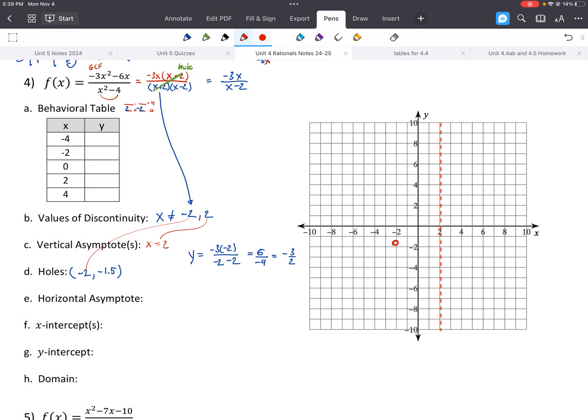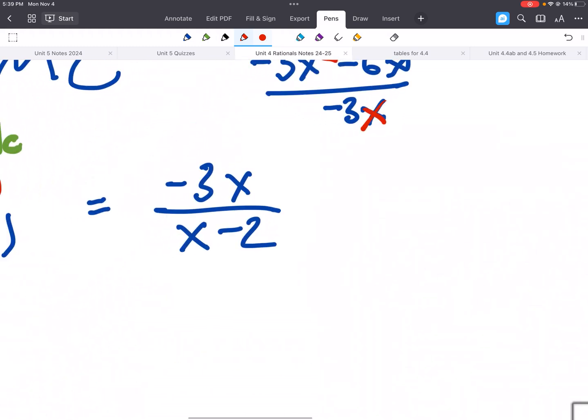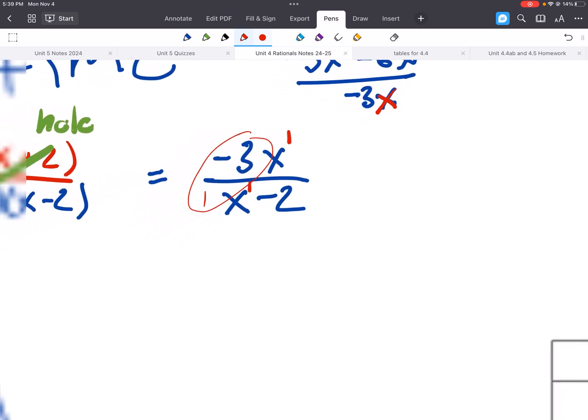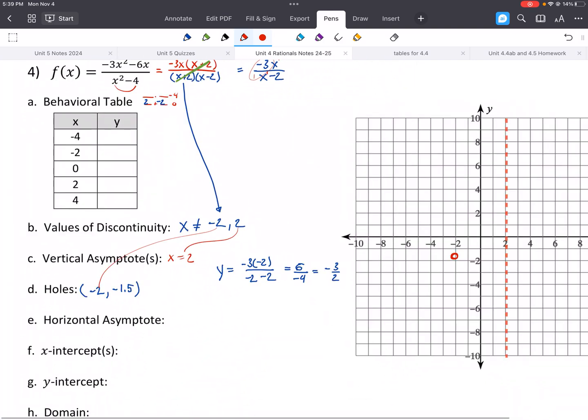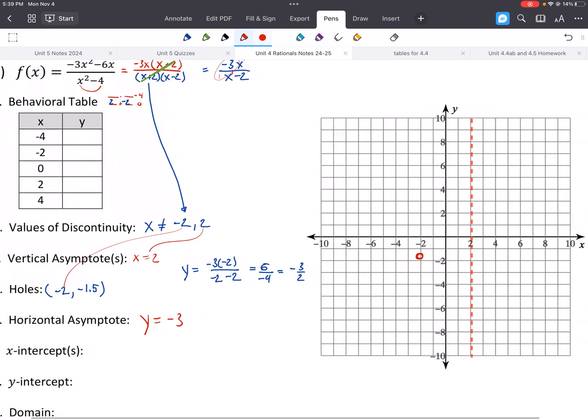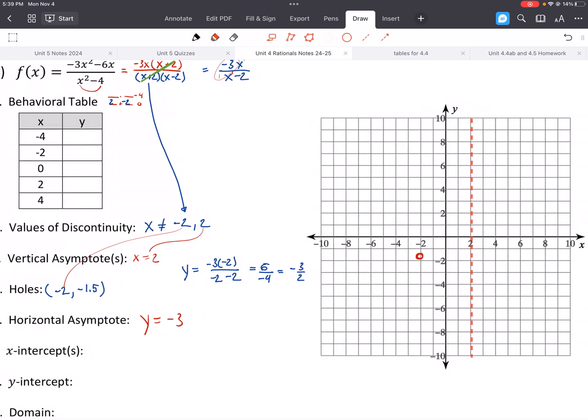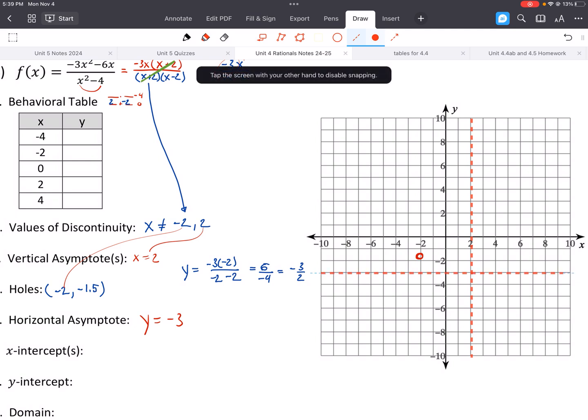All right, horizontal asymptote. Again, we compare their degrees. So coming up here, they have the same: this is x to the 1 and x to the 1. So that means we're just going to look at their leading coefficients. So negative 3 over 1, so negative 3. So y equals negative 3. And we could sketch that. So negative 3 would be right there.